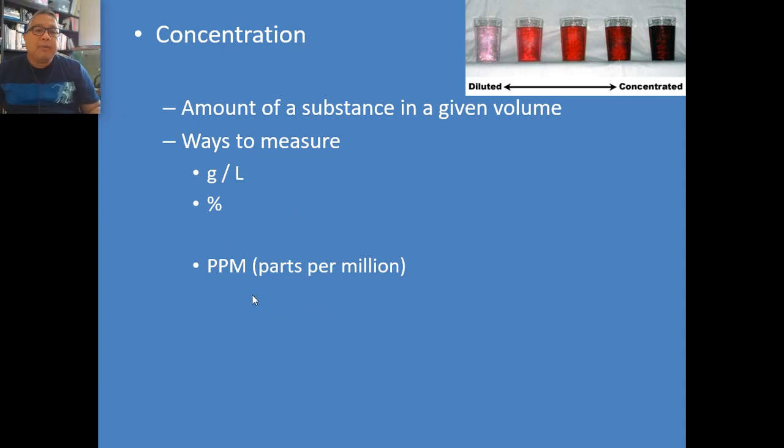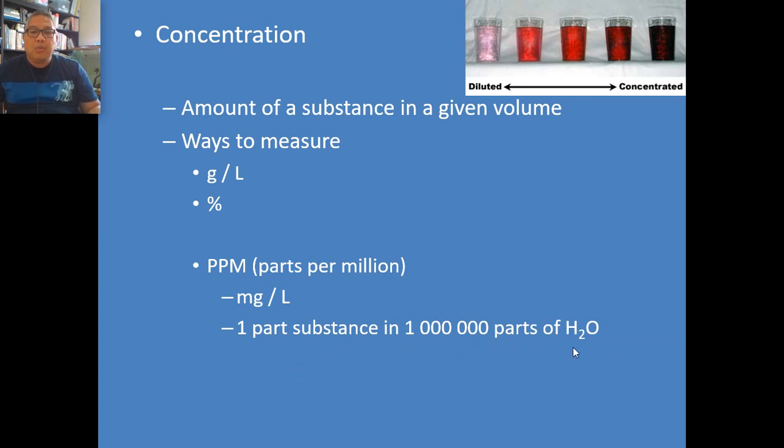So parts per million. It's 1 milligram per liter, so it's one part substance in 1 million parts of water. Why do they need to measure it that way? Because there are certain chemicals or elements or metals that you don't need a lot of in order for them to cause huge problems, right? That's why they measure it in parts per million, so they can easily see whether it will cause a problem or not.